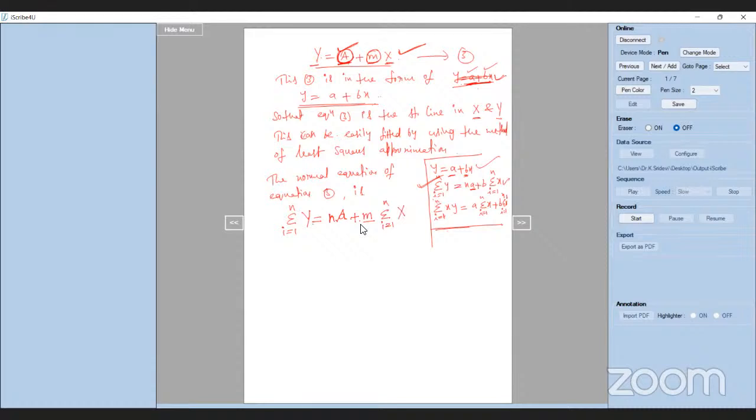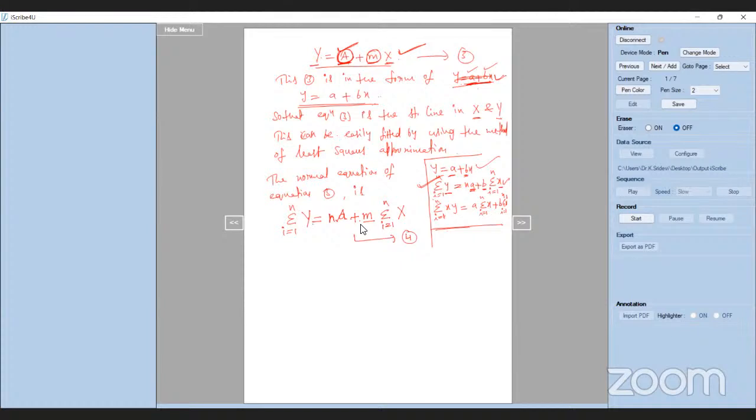What is x here? Capital X. In the place of small y, we take capital Y. In the place of small a, we take capital A. In the place of B, we take M. In the place of X, we take capital X. So anyway, this is the normal equation for equation 3. So next, give equation number 4 for this one.